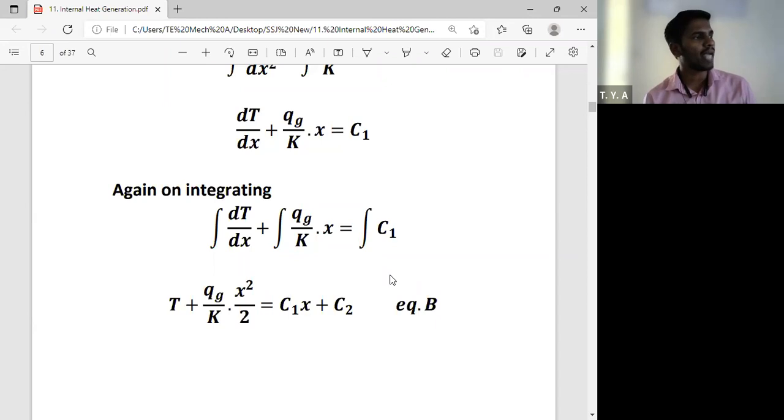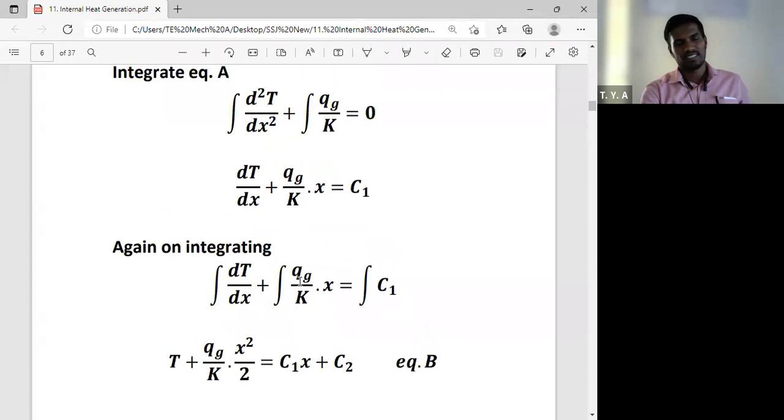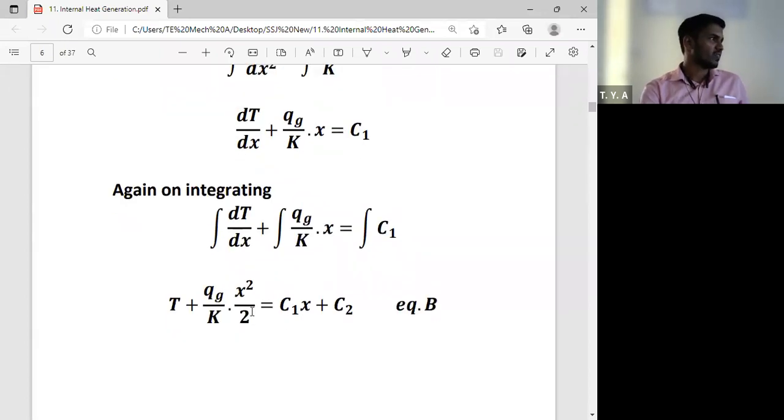Okay, so can anyone tell me how to calculate the values of constants C1 and C2? Nikita, how to calculate C1 and C2? We have seen so many equations. For calculating the values of the constants, what do we have to do? Boundary conditions. Okay, it is correct.